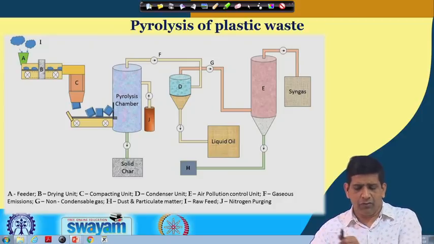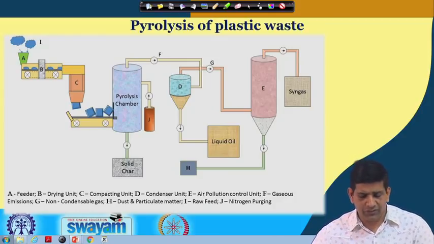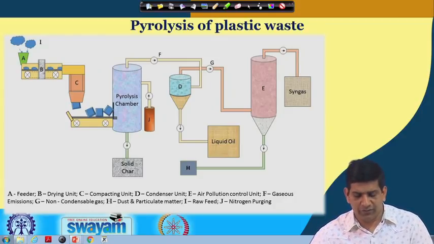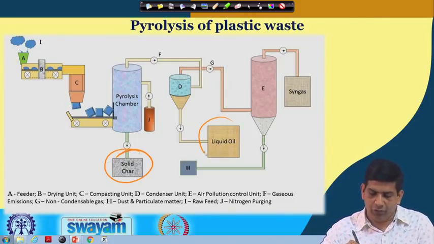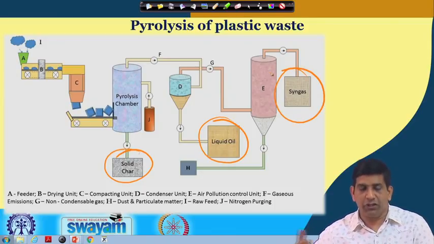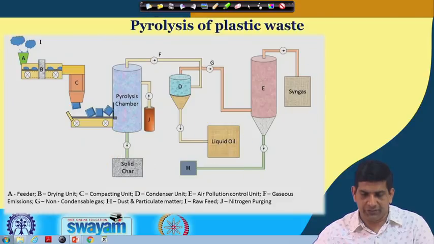So, this is how the system usually works. You have a solid product coming out in terms of solid char, a liquid product coming out in terms of liquid oil, and we have the gas product coming out in terms of syngas. So, we can use all these three products for different applications as we just discussed.